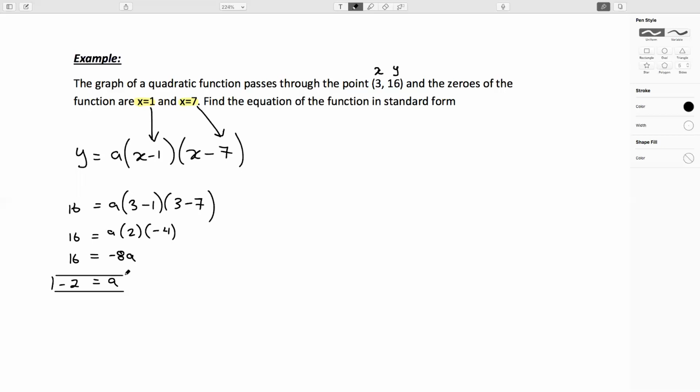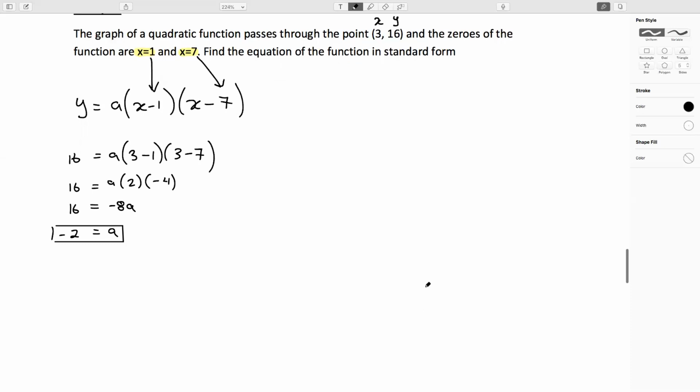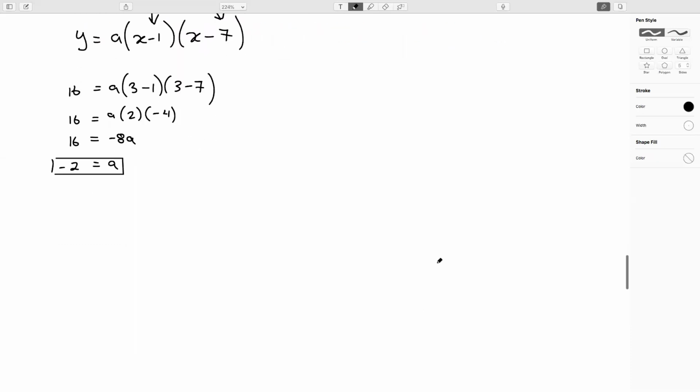Once I know the stretch and once I know my zeros, I can plug these both back into my function. I can just solve for the function. So, find function. Plug in my numbers. y equals -2 times (x minus 1) times (x minus 7). That's what the function is.